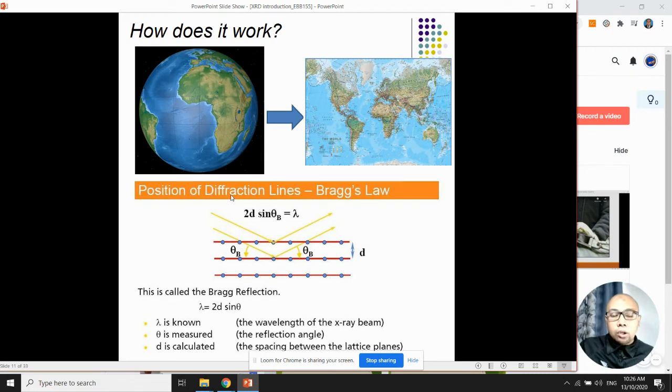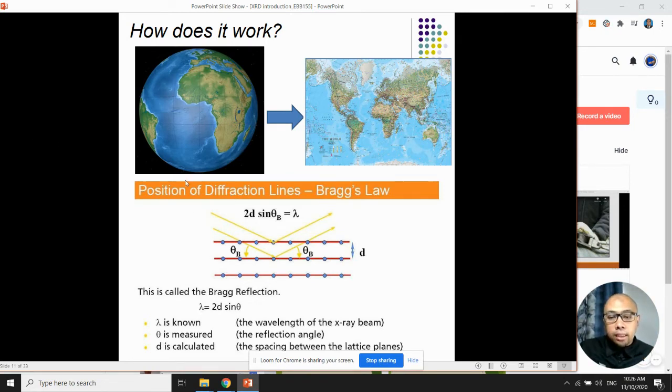In XRD measurement, we use the Bragg's law equation. What is Bragg's law? I think you need to find it on your own. You need to discuss it in your lab report: what is the importance of Bragg's law in XRD measurement?